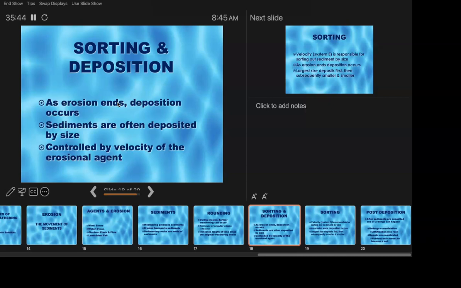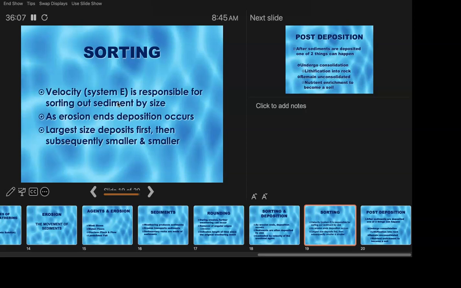Sorting and deposition. Okay, deposition is controlled by the erosional agent. Going back to gravity for a minute, you're falling off a cliff. There's not a whole lot of slowing down there, right? So at the bottom of these cliffs, quite often, you just get a jumbled mess. There's no opportunity for sorting there. But wind and water, yeah, they sort like crazy.